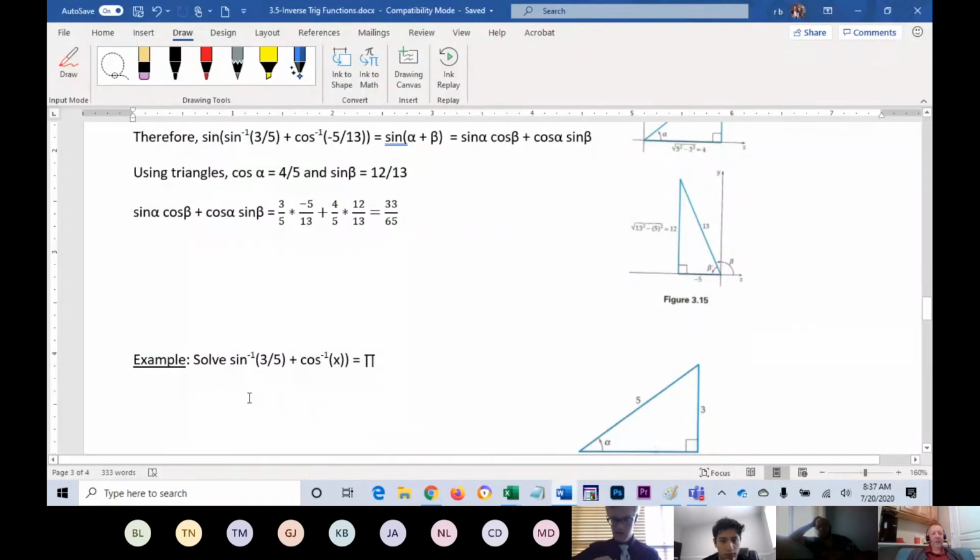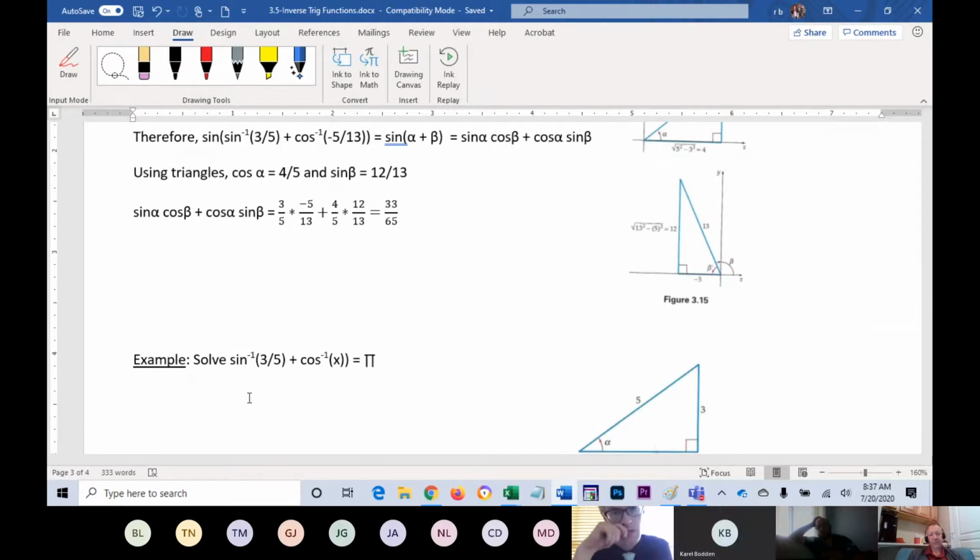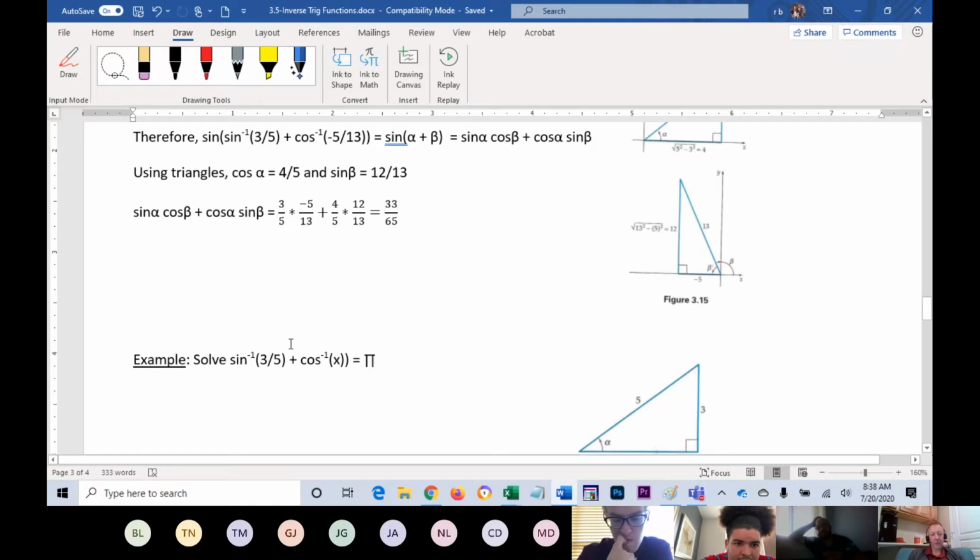Okay. So what do you think we would do first? Wouldn't you find the inverse of 3/5? It's sine inverse of 3/5. Okay. That's not one of the angles that we have memorized, though. But yeah, essentially, this does represent an angle. Okay. We want to solve for x.